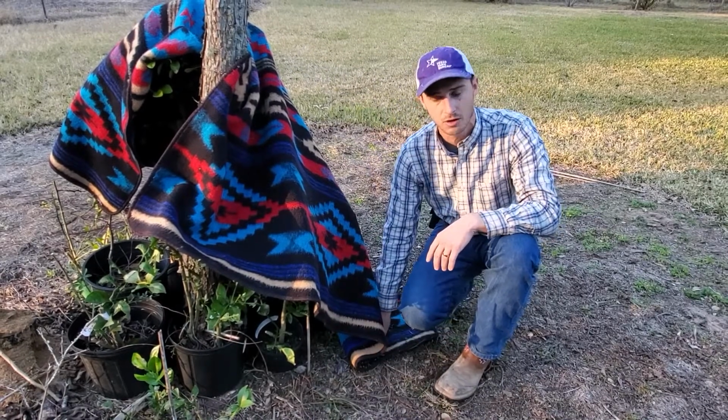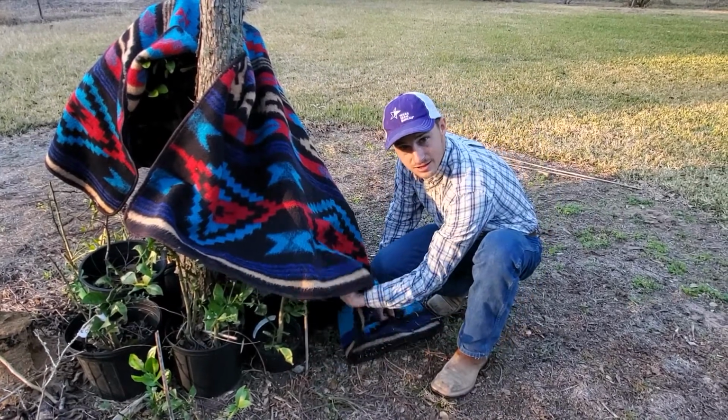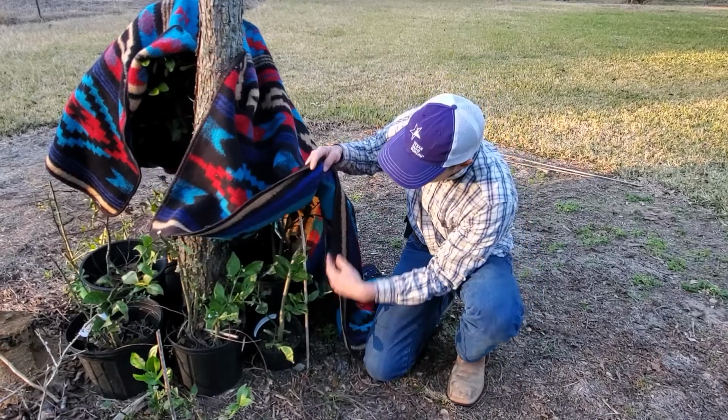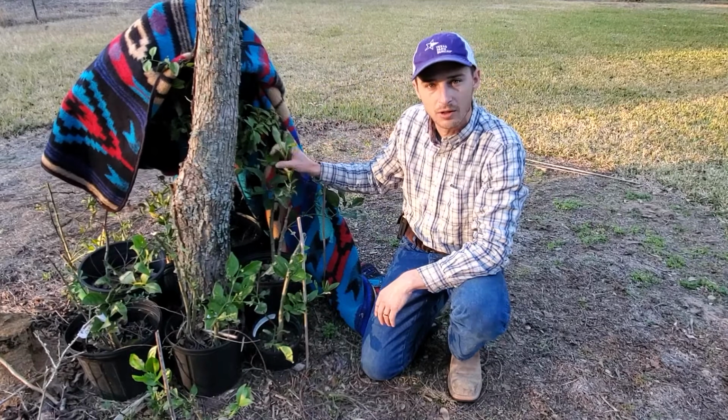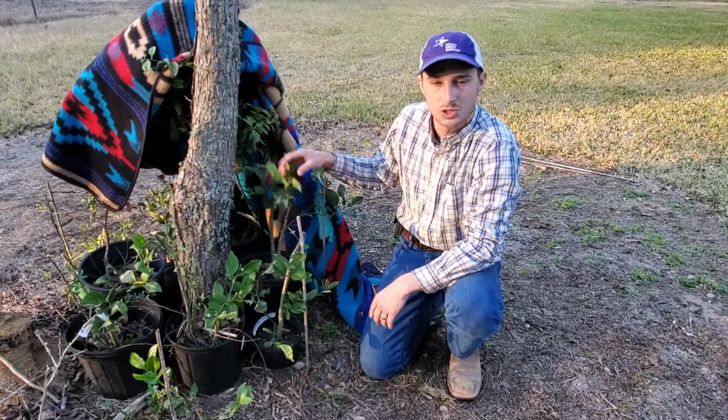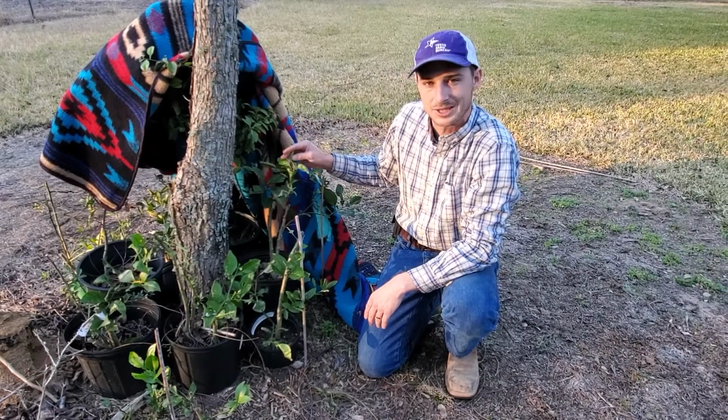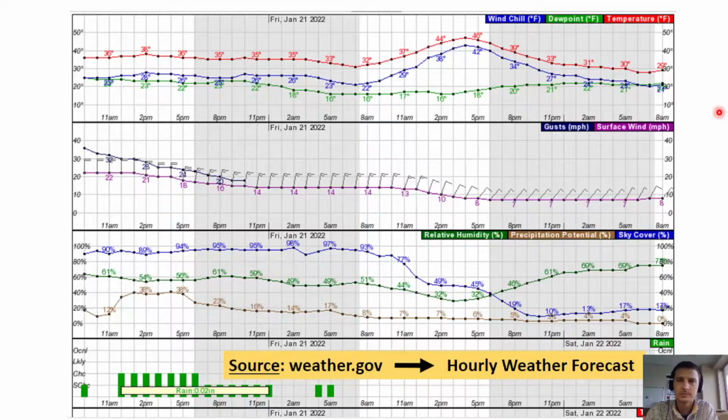made sure it came down to the ground so that any heat that was rising from the soil would be caught underneath this blanket. And of course, it worked very well and protected all of these types of citrus, including the more cold sensitive limequat that we have here.